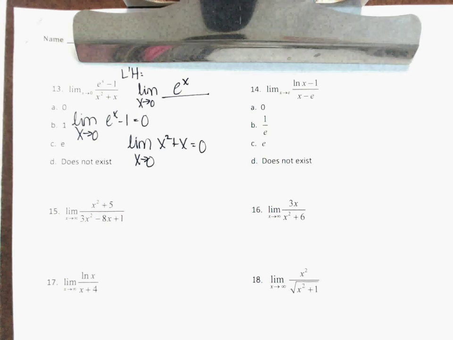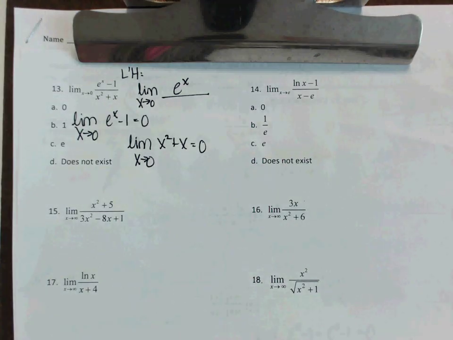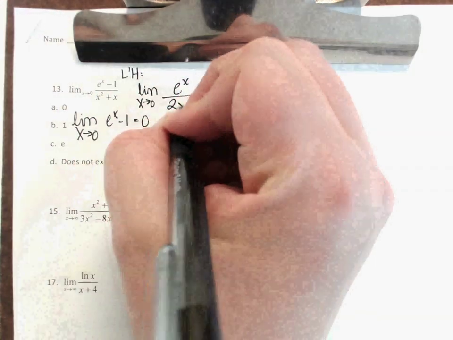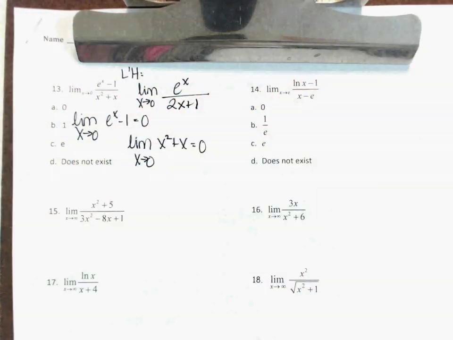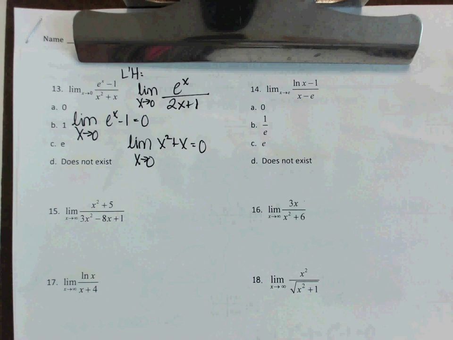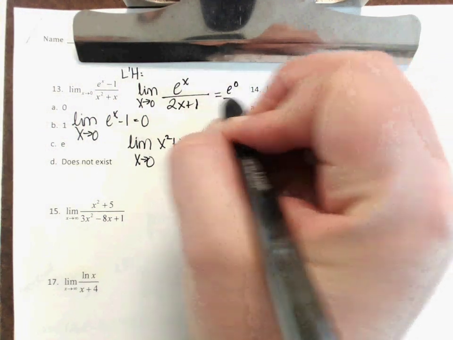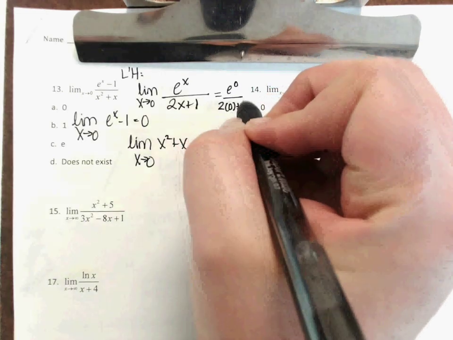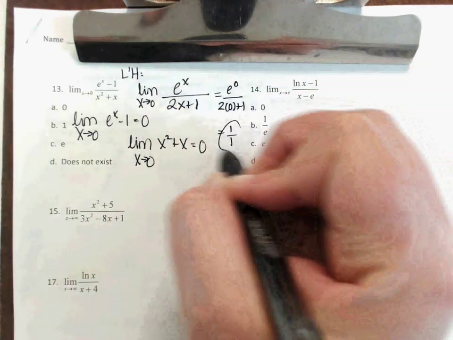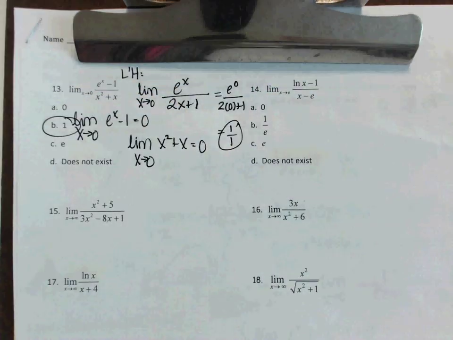Then on the bottom, x squared plus x. What's my derivative there? 2x plus 1. And then from there, when I plug in 0, what do I get on the top? e to the 0 is 1, and then 2 times 0 plus 1 is 1. 1 divided by 1 is 1, so it would be answer choice. Yep. Make sense? Good?